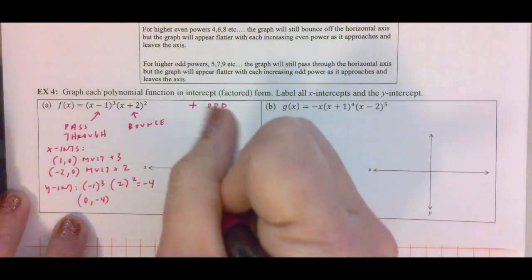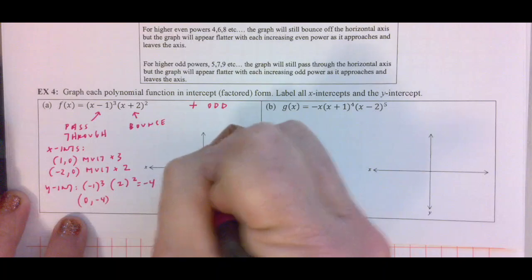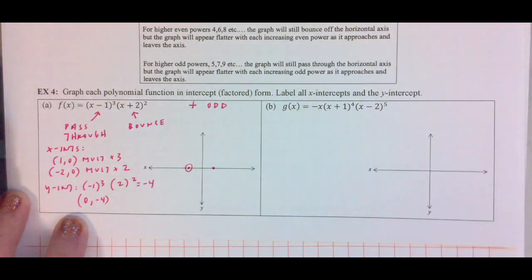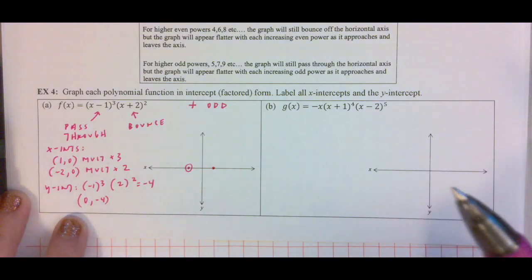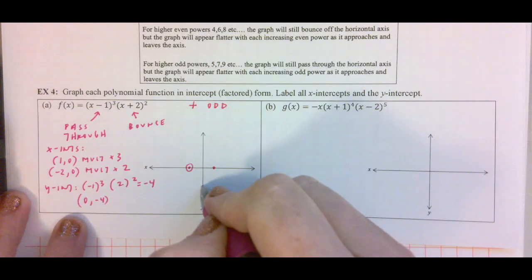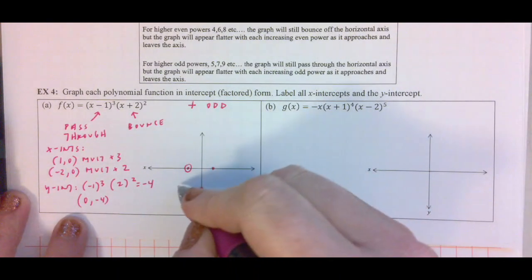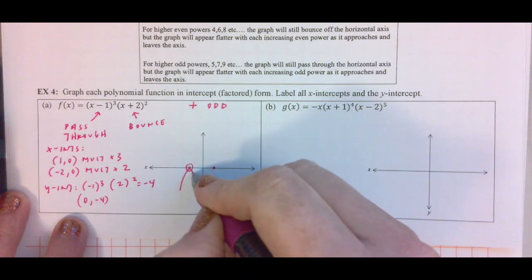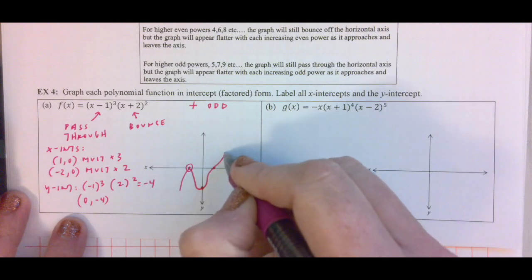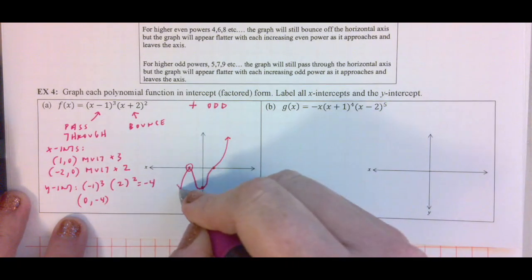So here at -2, I'm going to circle that because I'm going to bounce there. And over here at 1, I'm going to have kind of this wiggle to it. It's going to pass through, but not kind of like we see it when it's a line. So I'm going to start low and high. Let's say I put the y-intercept there. So I'm going to come up, bounce off the x-axis, come down here, pass through, and then I'm going to kind of wiggle as I go back up.